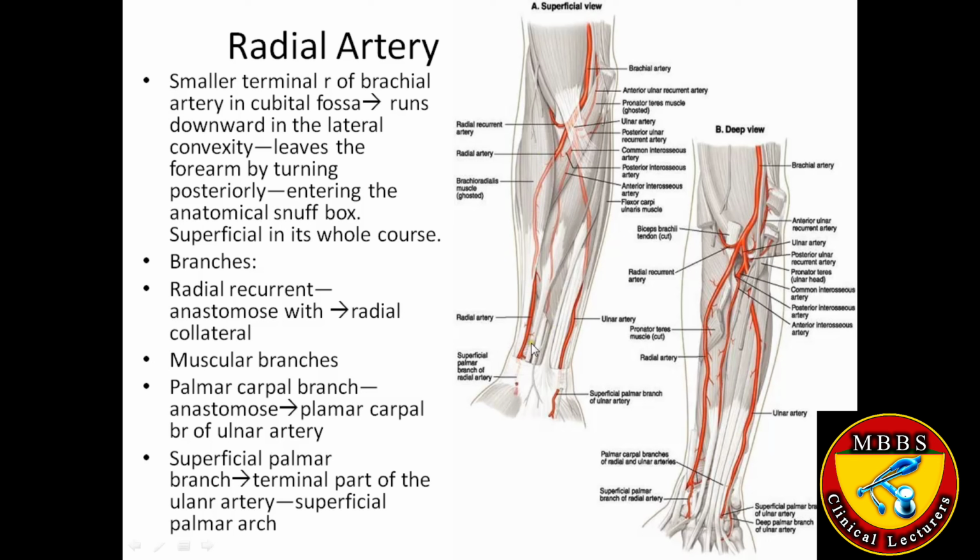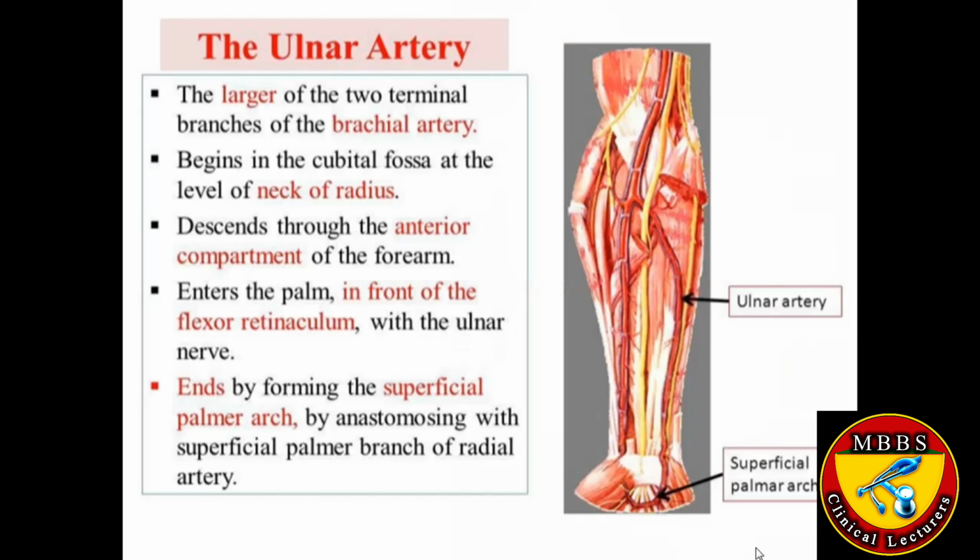The branches that arise in the anterior compartment of the forearm are the radial recurrent branch, and that radial recurrent branch takes part in anastomosis around the elbow with the radial collateral branch. It also gives the muscular branches to supply the adjacent muscles. It also gives the palmar carpal branch, and it anastomoses with the palmar carpal branch of the ulnar artery. It also gives a superficial palmar branch, which acts as a terminal branch in the palm, and it anastomoses with the ulnar branch to form the superficial palmar arch.